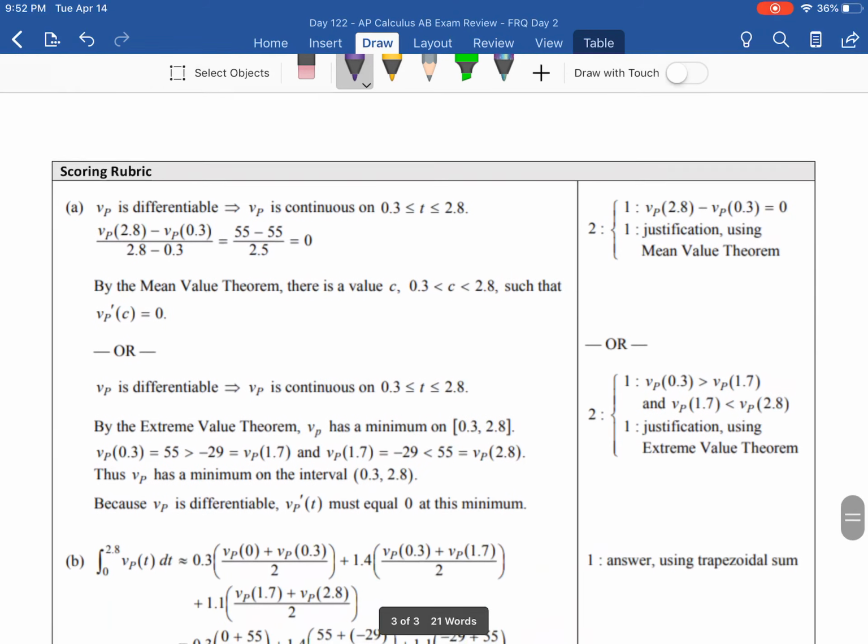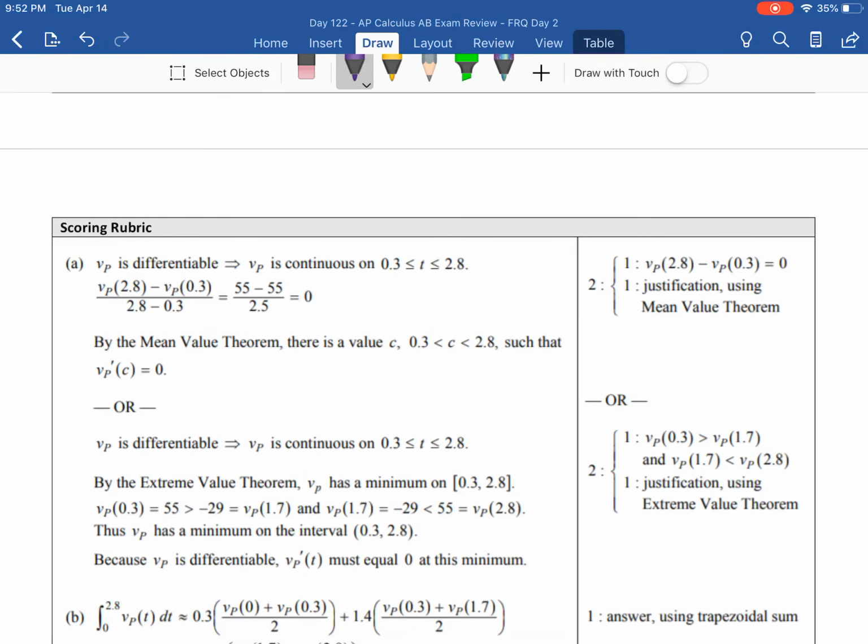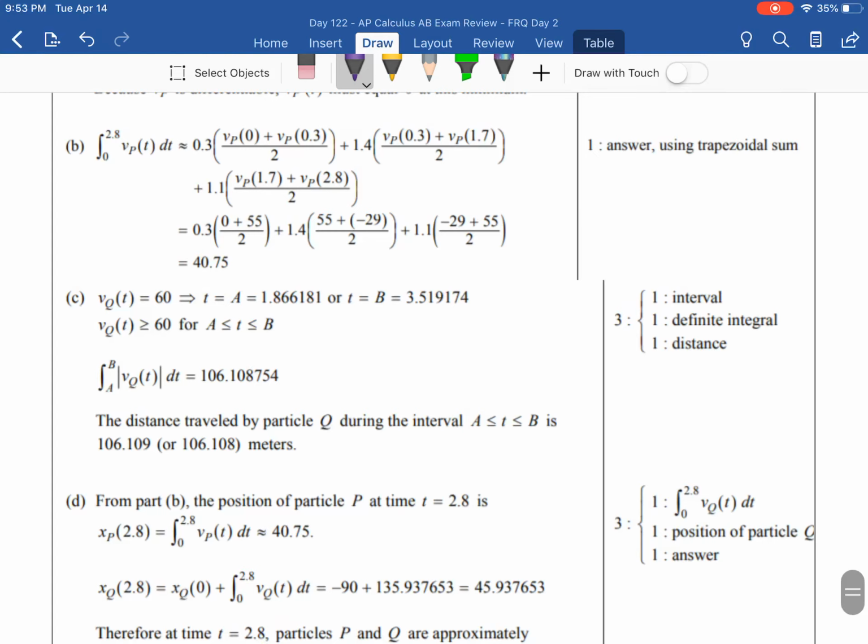You'll see on this handout, I also attached the scoring rubric. The scoring rubric is literally what is given to the people who grade the AP exams, and they use this to determine how many points you scored for each question. You'll see it breaks down. For example, in part A, you'd get 1 point just for showing that v sub P of 2.8 minus v sub P of 0.3 is equal to 0, and then another point using the mean value theorem to show why it has to be true, and so on and so forth.